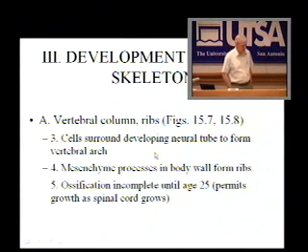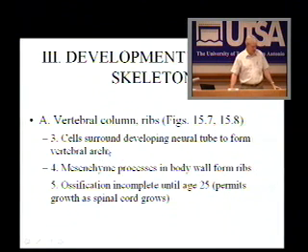Let's continue this discussion of the development of the vertebral column. We have a basic picture of it, a good feel for it now, and we'll talk about it in a little more detail, especially the formation of the vertebral arch, because this is very important clinically. So the cells surround the developing neural tube and form the vertebral arch.